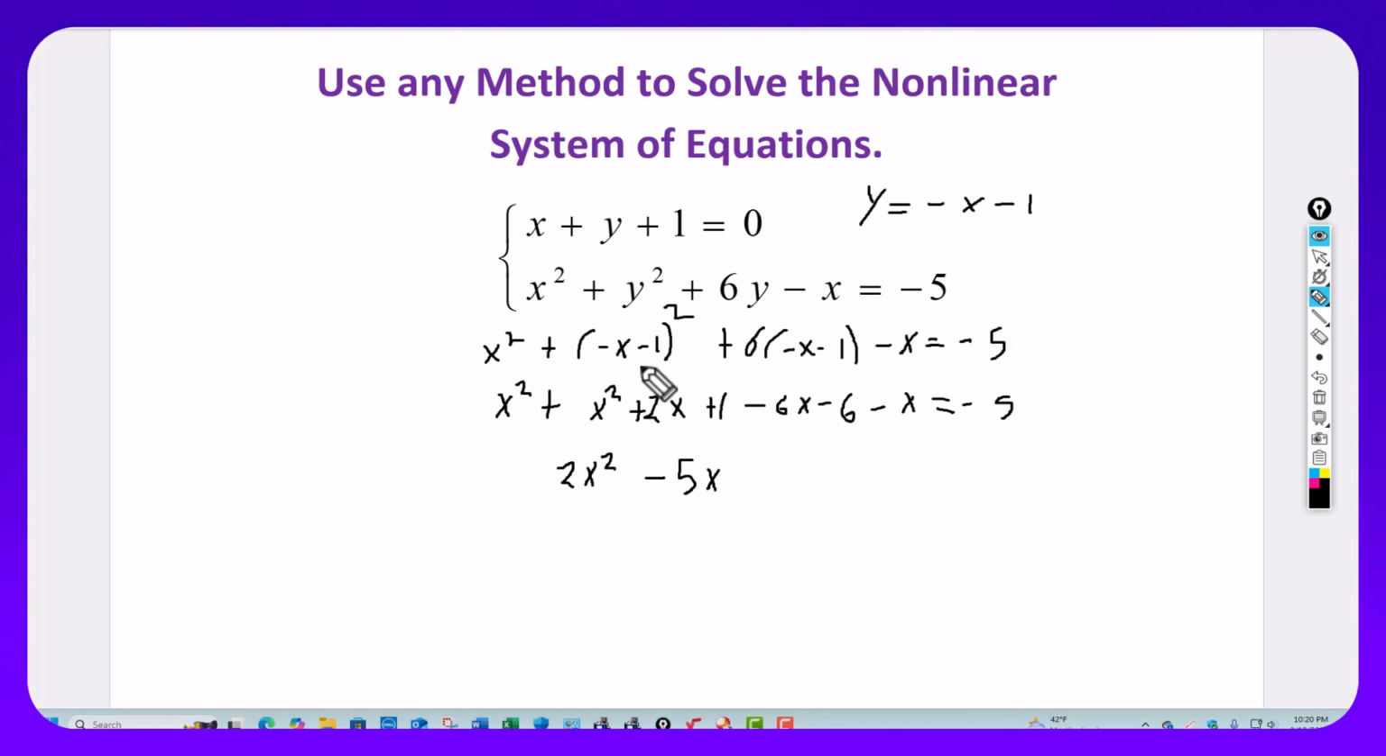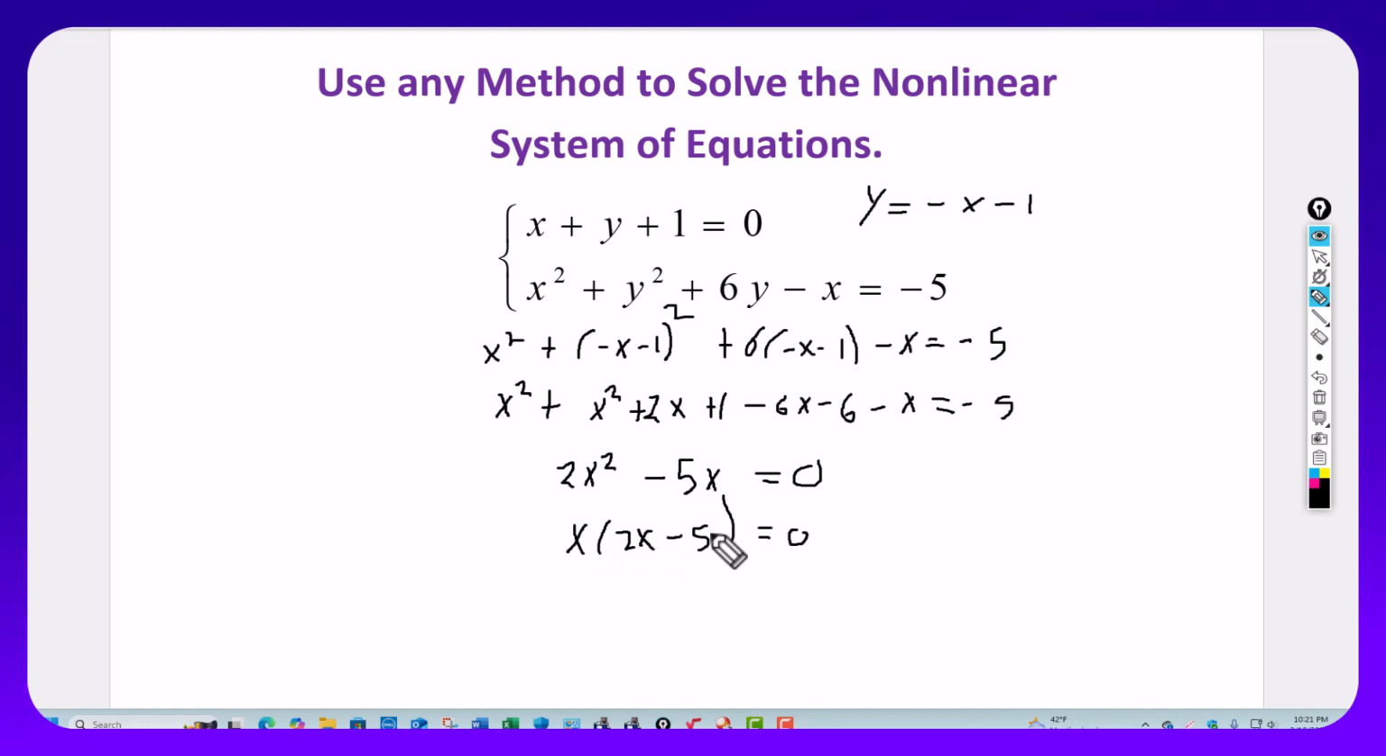I'm squaring this binomial, minus x minus 1. So then I've got here a 1 and a minus 6 is minus 5. Bring the minus 5 over, that cancels out. So actually this simplifies to 2x squared minus 5x is equal to 0. And we can factor out an x out of this one. That gives me x times 2x minus 5 equal to 0. So I've got a quadratic equation factored out.